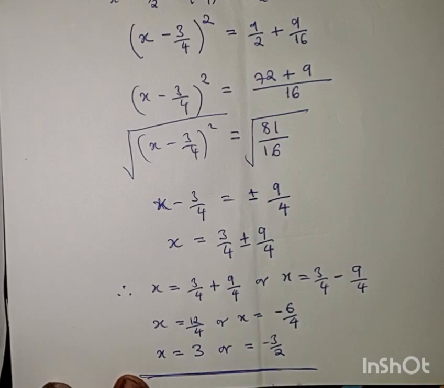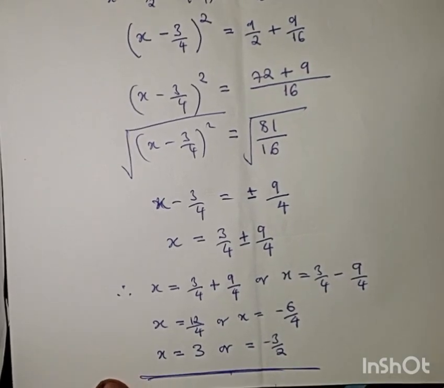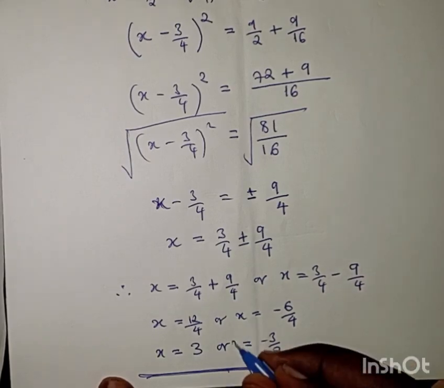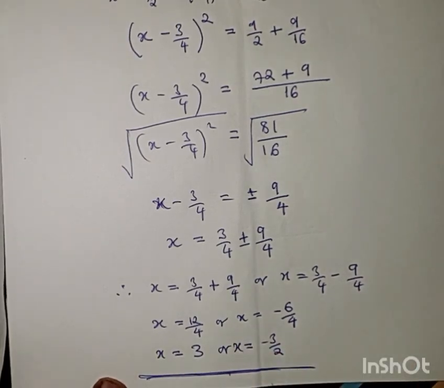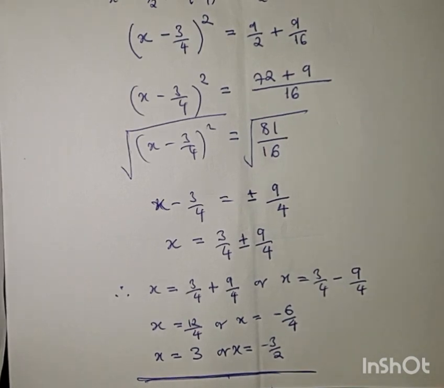Okay, so the values of x are x is equal to 3 or x is equal to negative 3 over 2. Okay, so this is how you perform calculations with regards to the completing the square method.